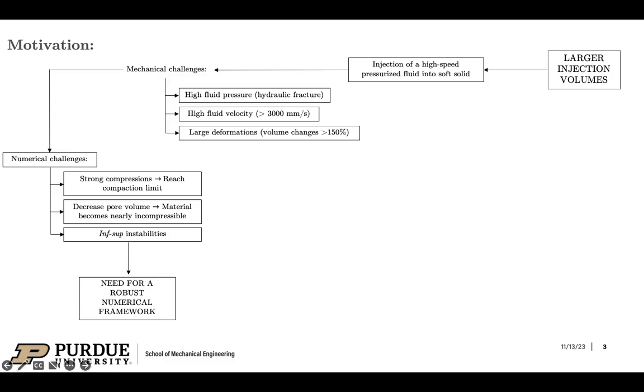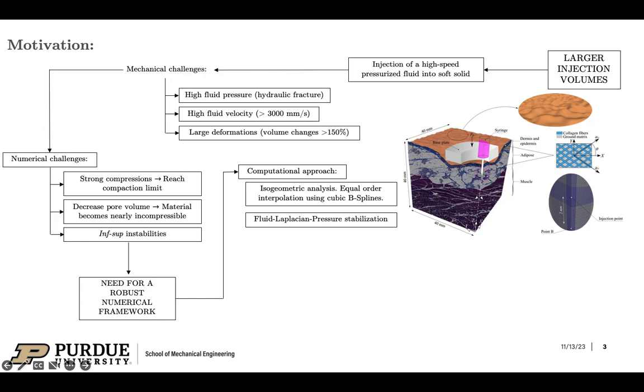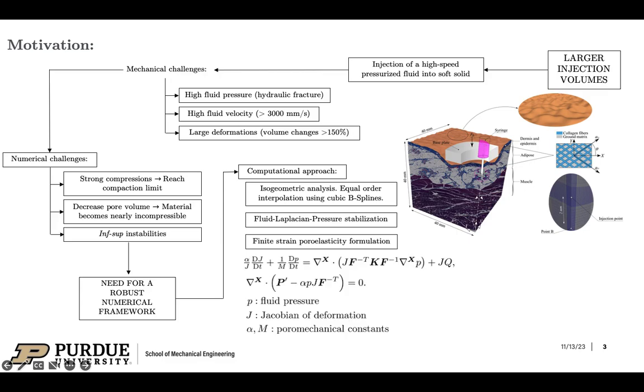We developed an isogeometric analysis model using a monolithic approach with cubic B-splines. The higher order global continuity provided by the cubic B-splines helps reduce the inf-sup instabilities. To further address the instabilities, we also included the fluid pressure Laplacian stabilization technique. Our mathematical framework is based on finite strain poroelasticity. Here you can see the system of PDEs that we're solving with our isogeometric analysis model.